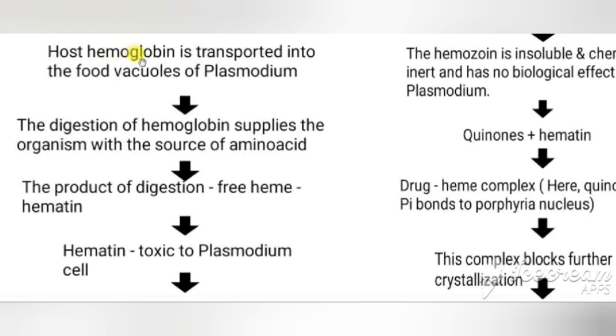The host is having hemoglobin, so that is transported into the food vacuoles of the plasmodium, and that one undergoes digestion and forms a product that is acting as a source of amino acid. What is the product? The product is called free heme or hematin or ferriprotoporphyrin 9, and that one is toxic to the plasmodium.